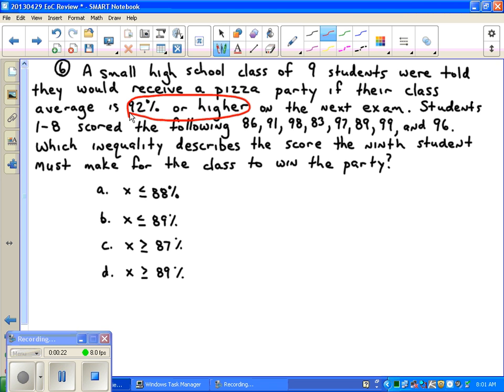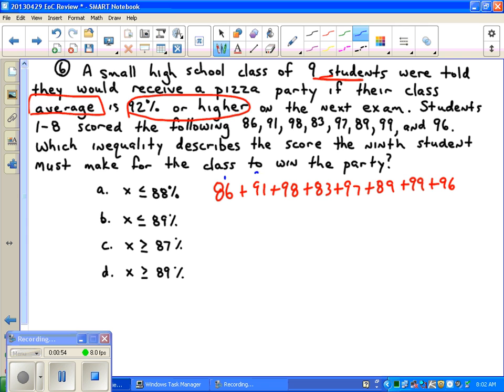Then it gave us the scores from students 1 through 8, from 86 through 96 as they're listed. There are 9 students, and they need to find an average. The average is 92% or higher. So the way we're going to do this is we're going to take all of those scores, 86, and add them together. Plus 91, plus 98, plus 83, plus 97, plus 89, plus 99, plus 96. Now that's the 8 scores they gave us. 1, 2, 3, 4, 5, 6, 7, 8.